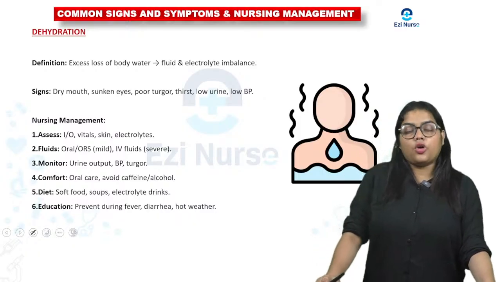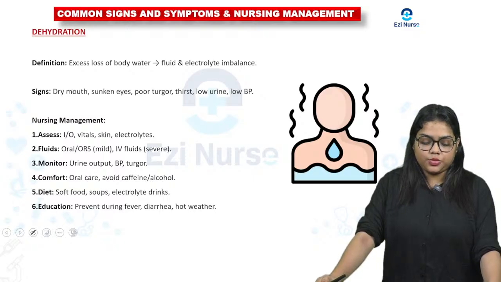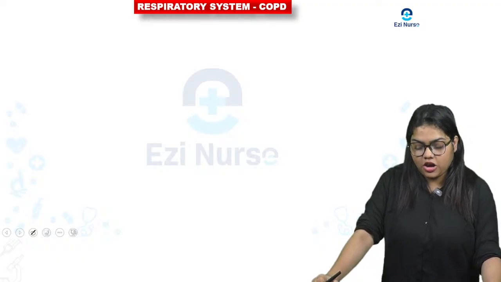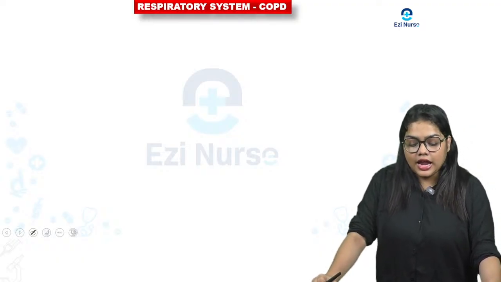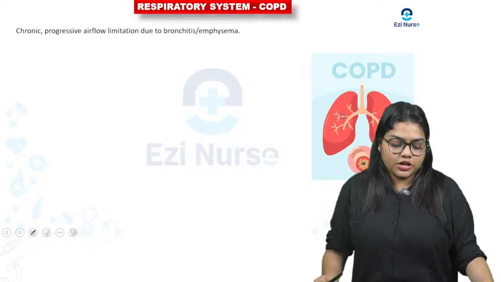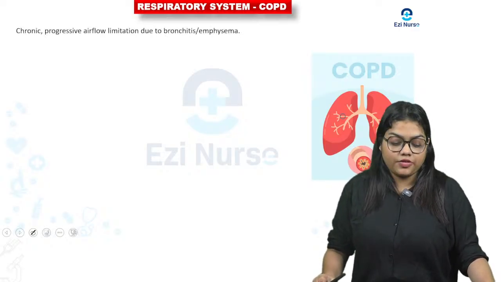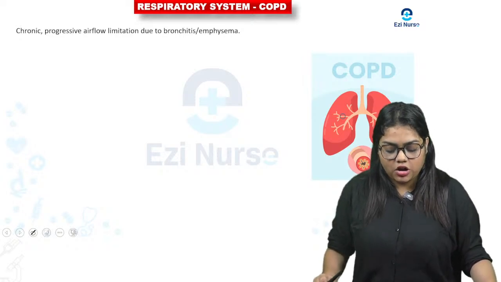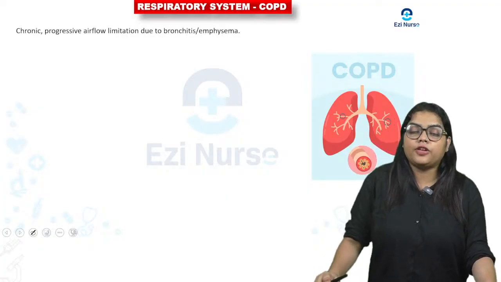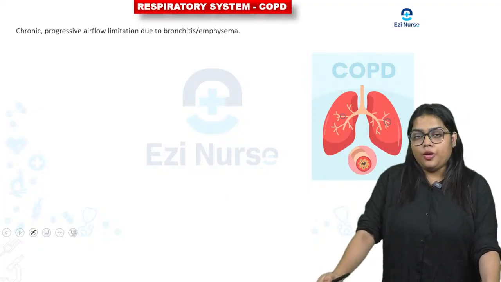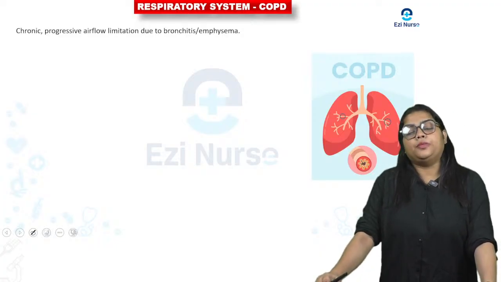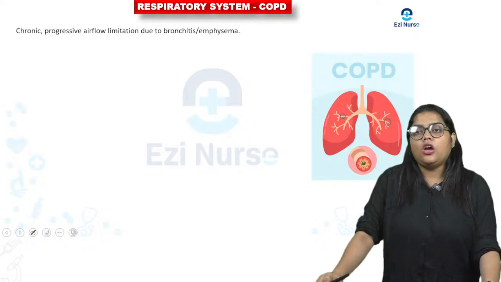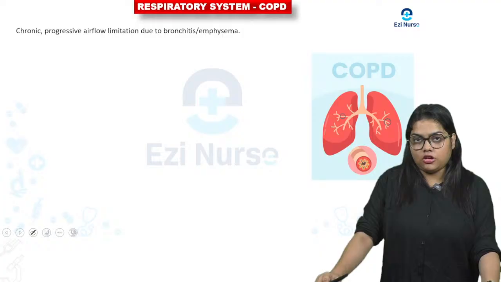Okay, so these are the common signs and symptoms and nursing management of a patient with dehydration. The next question is COPD, or chronic obstructive pulmonary disease. Chronic obstructive pulmonary disease is actually chronic progressive airflow limitation due to bronchitis or emphysema, which is inflammation and infection of the bronchioles. How can it happen? It can happen because of various types of bacteria, allergies, or continuous smoking, because of nicotine.